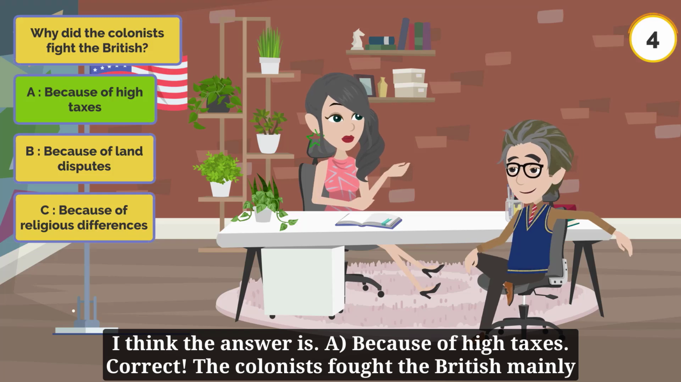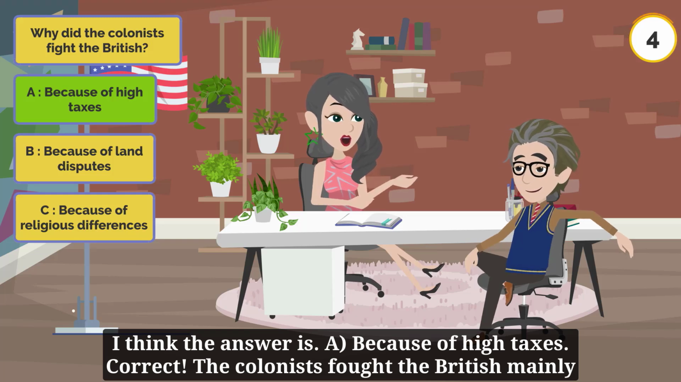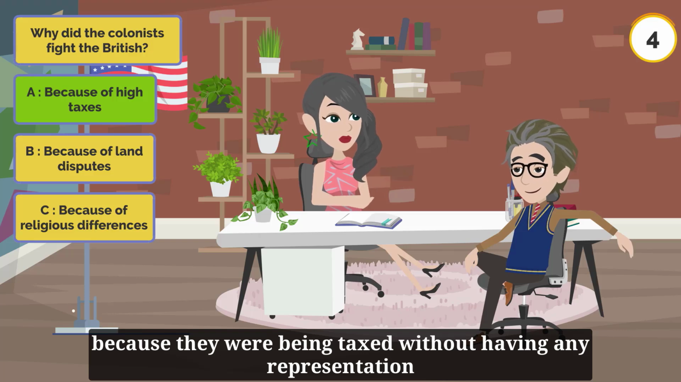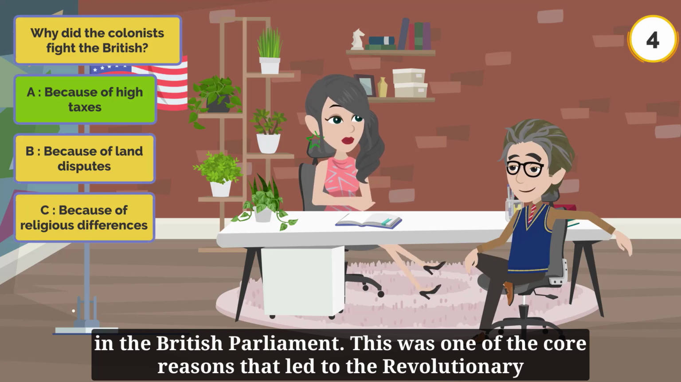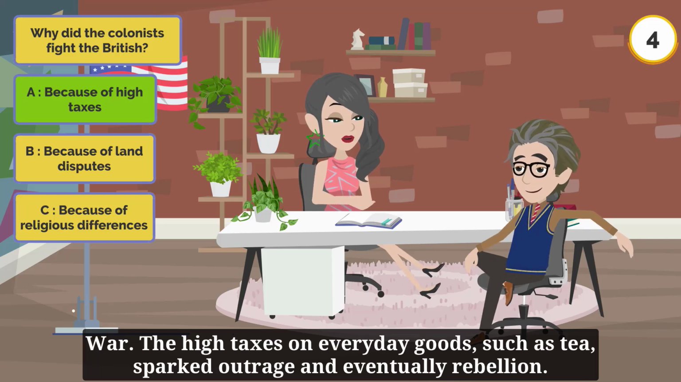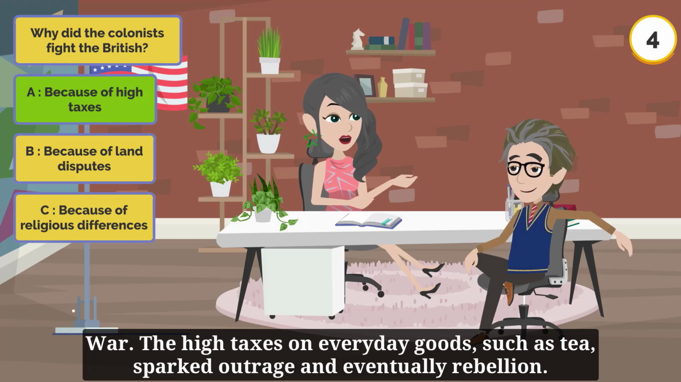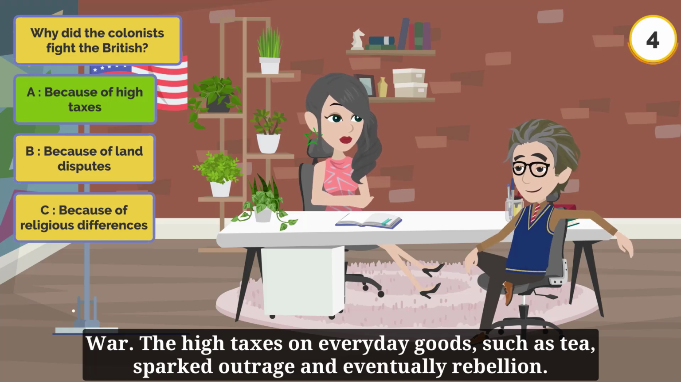The colonists fought the British mainly because they were being taxed without having any representation in the British Parliament. This was one of the core reasons that led to the Revolutionary War. The high taxes on everyday goods, such as tea, sparked outrage and eventually rebellion.